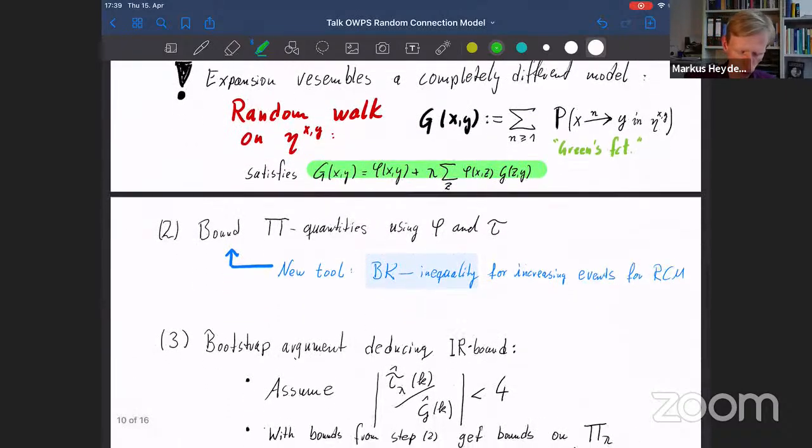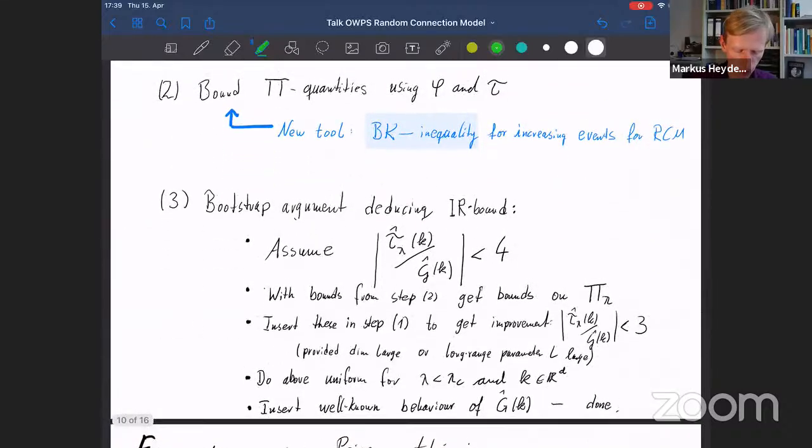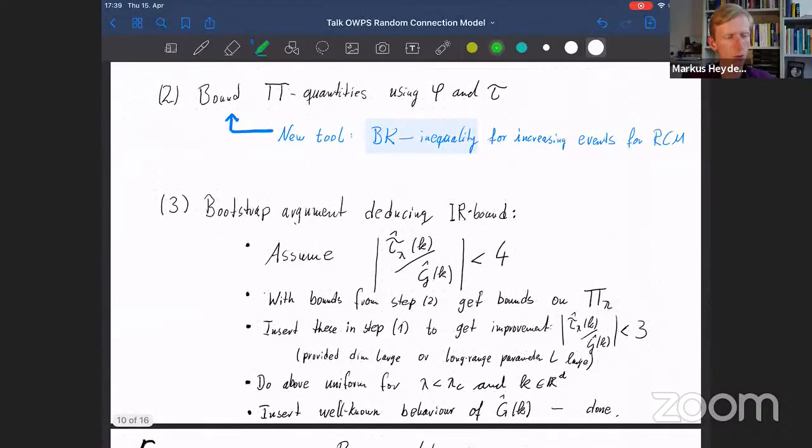And then finally a so-called bootstrap argument, which then allows us to deduce this infrared bound. So what's a bootstrap argument? You can think of a bootstrap argument as, at first glance, too good to be true. On second glance, actually quite meaningful.